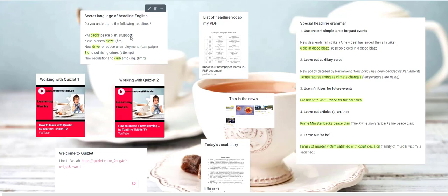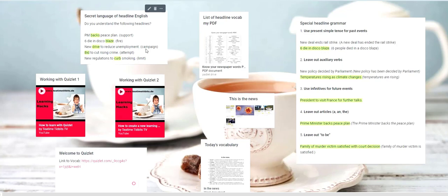What about the next one? 6 die in a disco blaze. A blaze is another word for fire, a short word for fire. So 6 die in the disco fire. The new drive to reduce unemployment. Drive in this case means a campaign, an effort. So a new effort, a new campaign to reduce unemployment.